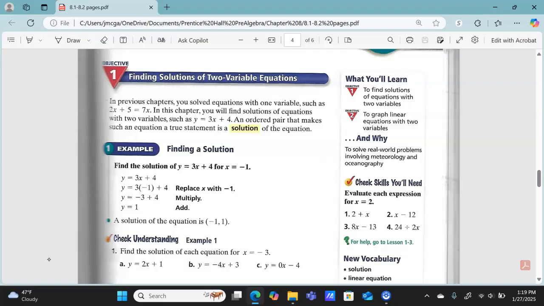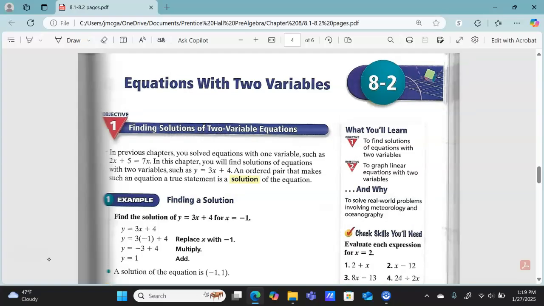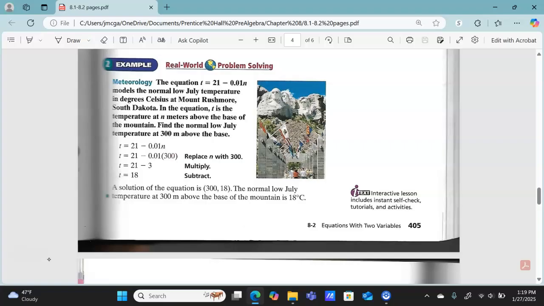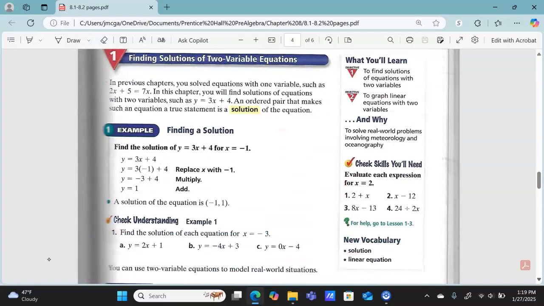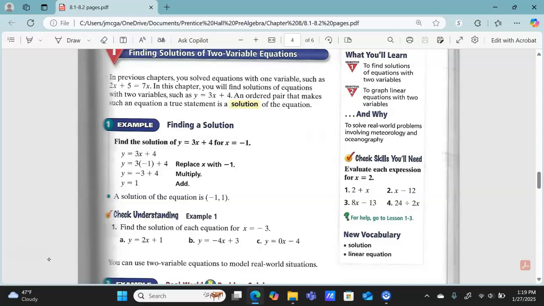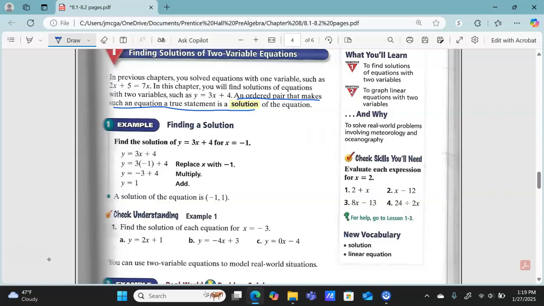We are in section 8.2, right here. Let's see the page number. It is page 405, and we have our first term, which is a solution. A solution is an ordered pair that makes an equation true.